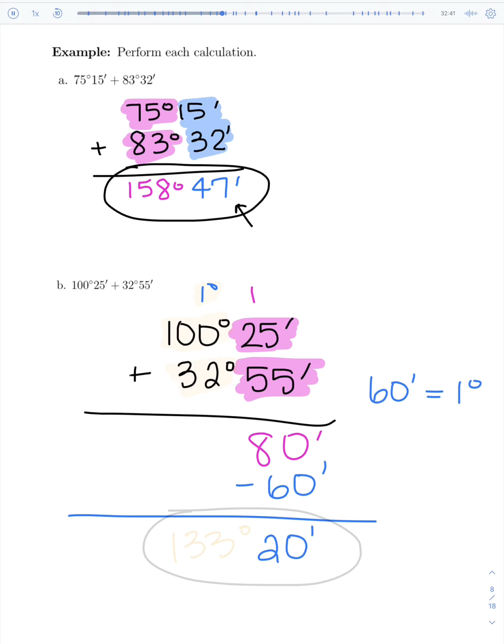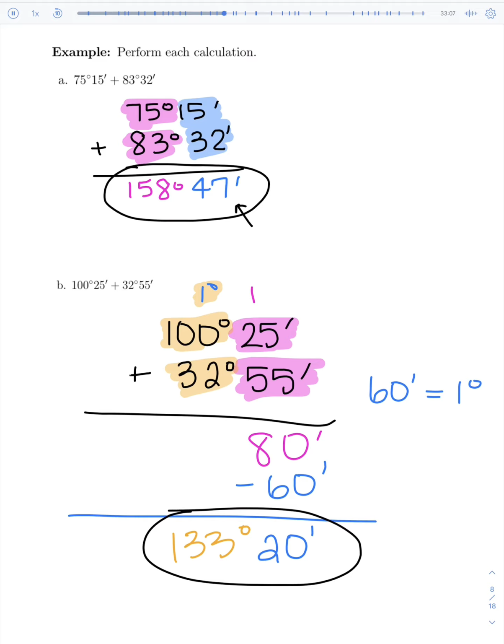So we don't have anything bigger than 60 minutes like we were saying, but now we need to add up all the degrees, including the one that we just carried over. So we've got 1 degree plus 100 plus 32 more is a total of 133 degrees. So our total when we add up all our angles is 133 degrees and 20 minutes.